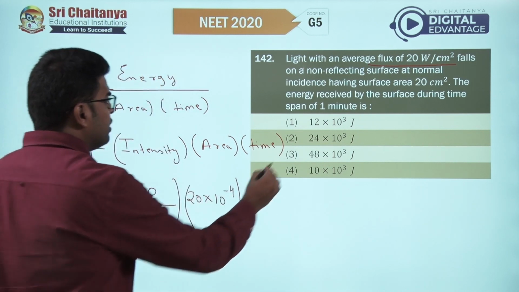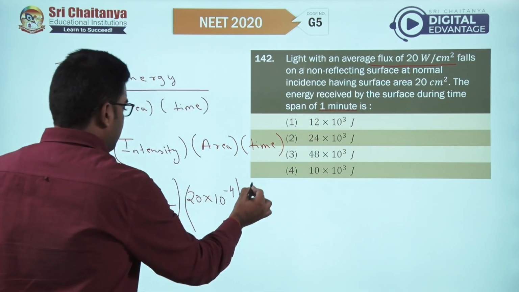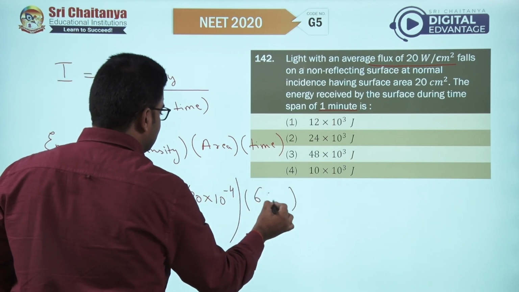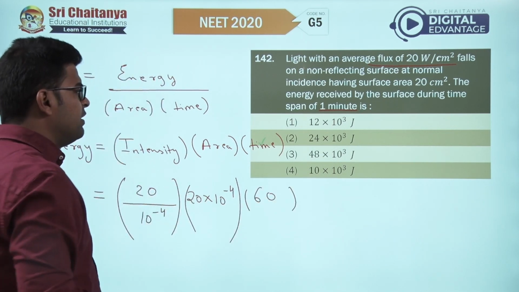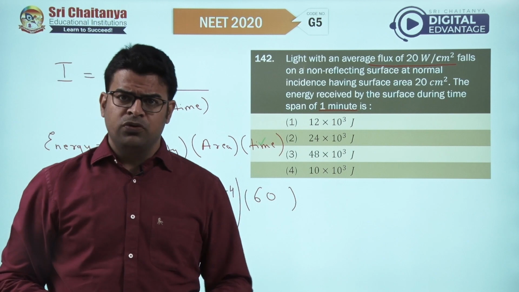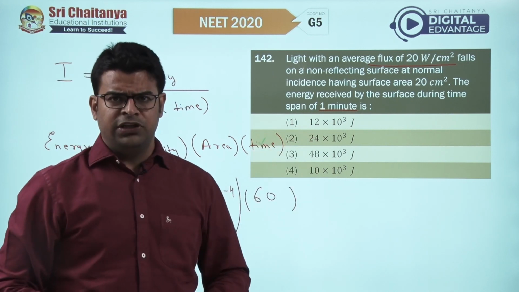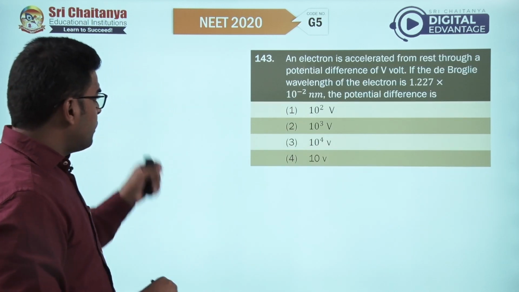Now, the time is given as 1 minute, converted again into SI unit, 60 seconds. On solving this, you will get that the correct answer is option 2, which is 24 into 10 raised to the power of 3 joule.